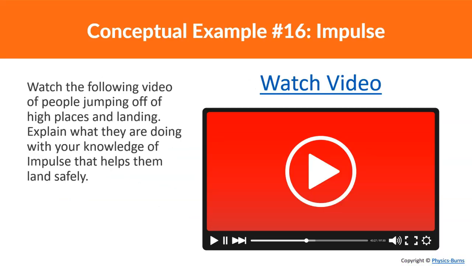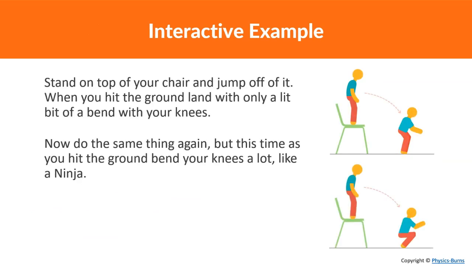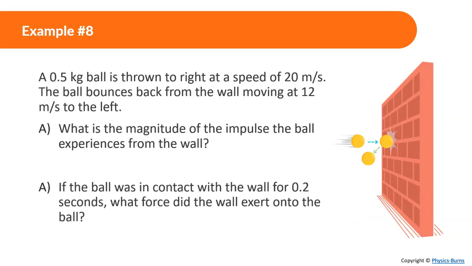Okay, great. Moving on. Interactive example, pretty cool. So if you want to look at it, feel free to do so. Okay, example number 8. A little tricky here. A 0.5 kilogram ball is thrown to the right at a speed of 20 meters per second. The ball bounces back from the wall moving at 12 meters per second. Okay, so it bounces back. Let's draw it like this. What is the magnitude of the impulse the ball experienced from the wall?